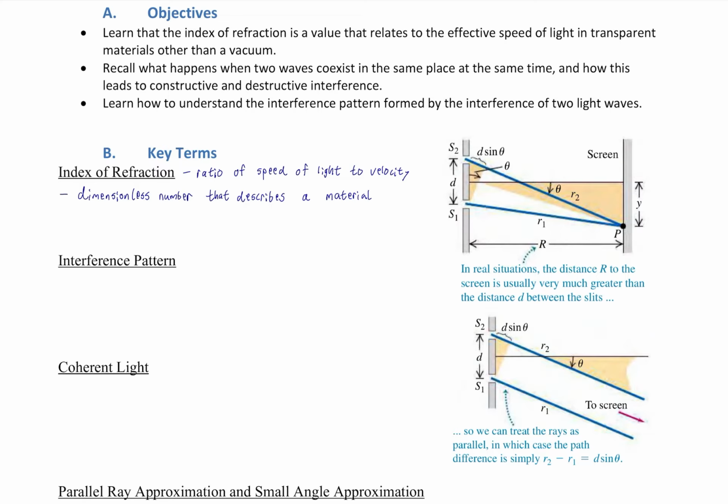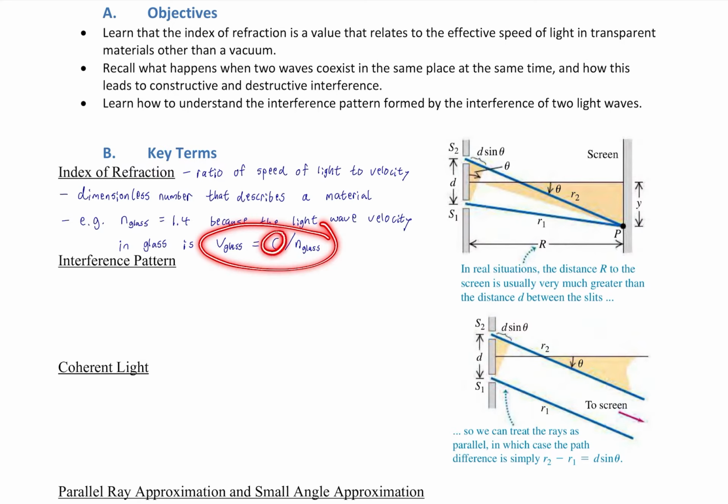It's determined empirically or with experiments. For example, the index of refraction for glass is 1.4 because the light wave velocity in glass is c, the speed of light in the vacuum, divided by that value of 1.4. So in other words, it's 1.4 times slower, okay? We divide by 1.4, okay? All right, so that's the index of refraction.